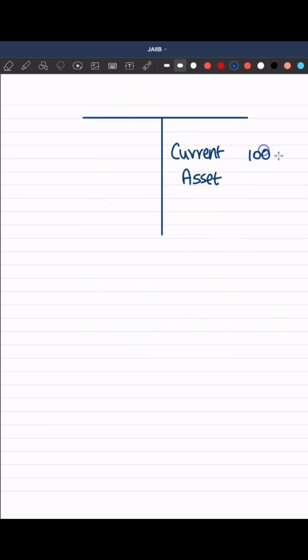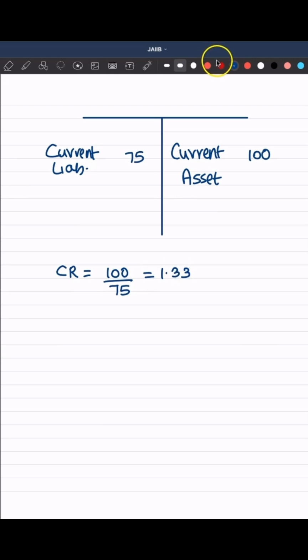Look at here, there is a current asset of 100, let's say 100 crore, and current liability of 75 crore. If I calculate current ratio, now it will be 100 divided by 75 and it is 1.33. Now going to the situation 1 where the cash is used for purchase of fixed assets.